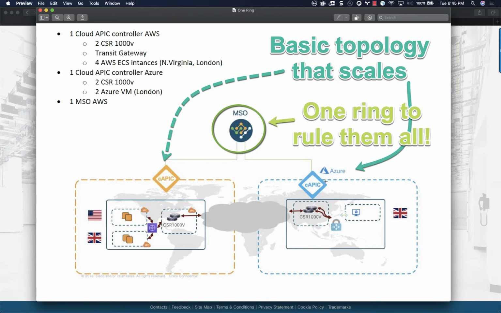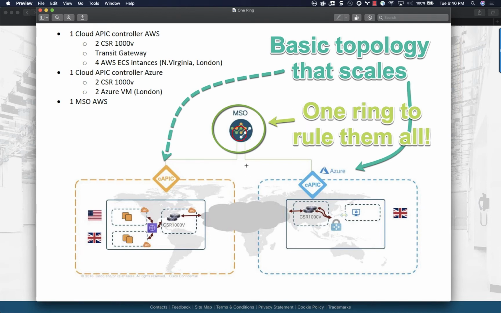Over here on the Azure side, this guy, bing, that is our Cloud APIC controller for Azure. We have two CSR 1000Vs, and we have a couple VMs that are running in London back on that side. And then finally, our one ring to rule them all is MSO.